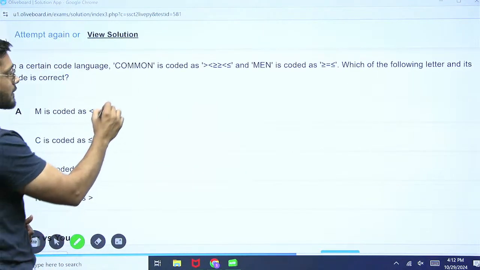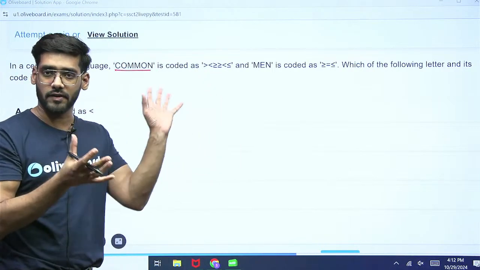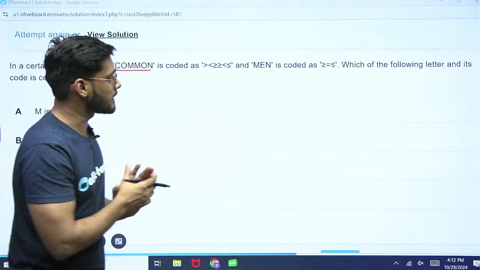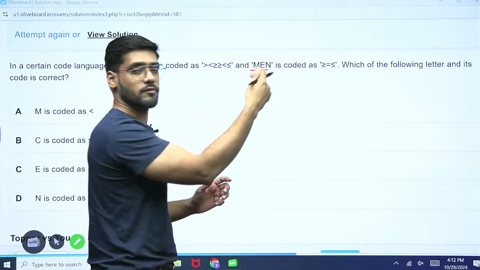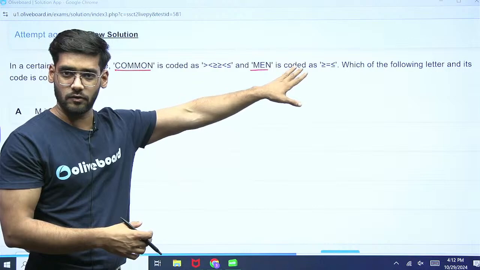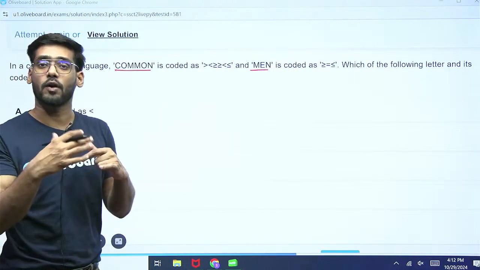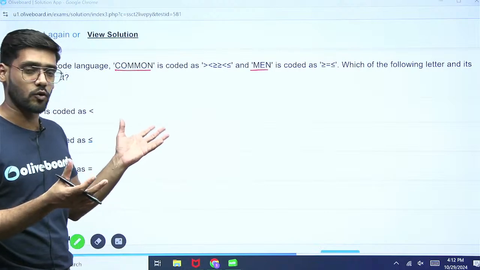In a certain code language, some symbols have been allotted in front of the word common, right? Similarly, some symbols have been allotted in front of the word man. Common is coded as such kind of symbols, and man is coded as those symbols. Which of the following letter and its code is correct?